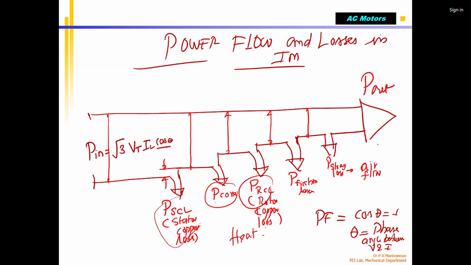P out. P out equals tau. In many books, torque is represented not by capital T, they represent it by tau also. There is tau load, that is load torque, multiplied by omega m. Omega m is nothing but omega r, rotor speed or motor speed. Motor shaft speed, or rotor speed, or motor speed multiplied by load torque is the final output delivered to the load. That is what is available.